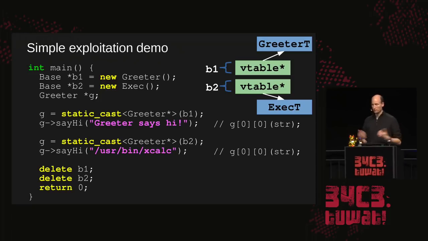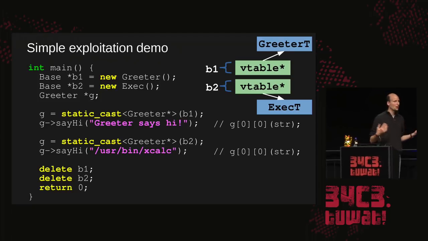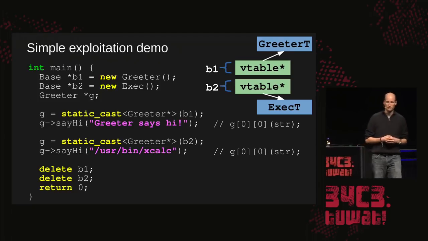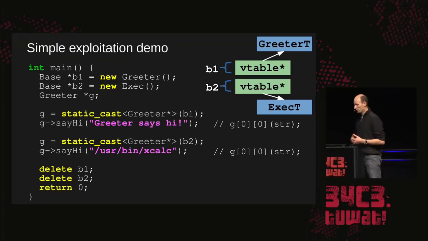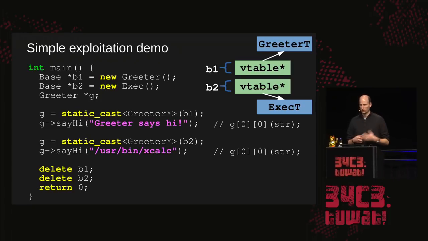Now, this is a fun way to exploit software. The hard question is, how do we find these types of vulnerabilities? How can we find such issues in our software? The classic approach that people have been using for the last couple of years, especially to find vulnerabilities in large browsers, has been fuzzing.